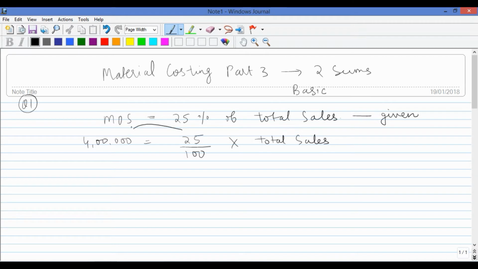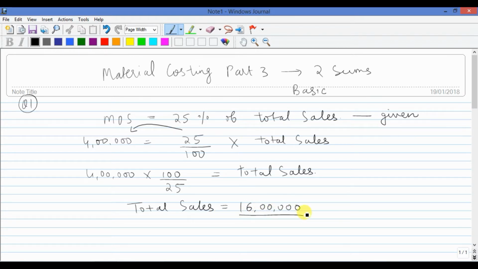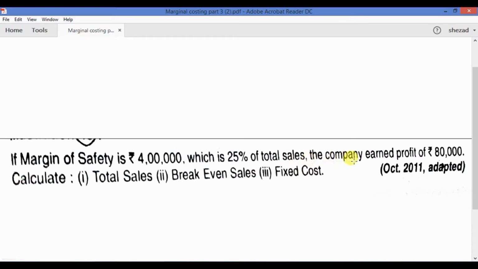So this I will transfer here. 4 lakhs I will multiply by 100, then I will divide by 25. I am going to get the total sales. So the total sales I am doing, 4 lakhs into 100 divided by 25 is giving me 16 lakhs. So our total sales is 16 lakhs. This we have found out. The company earned a profit of 80,000.